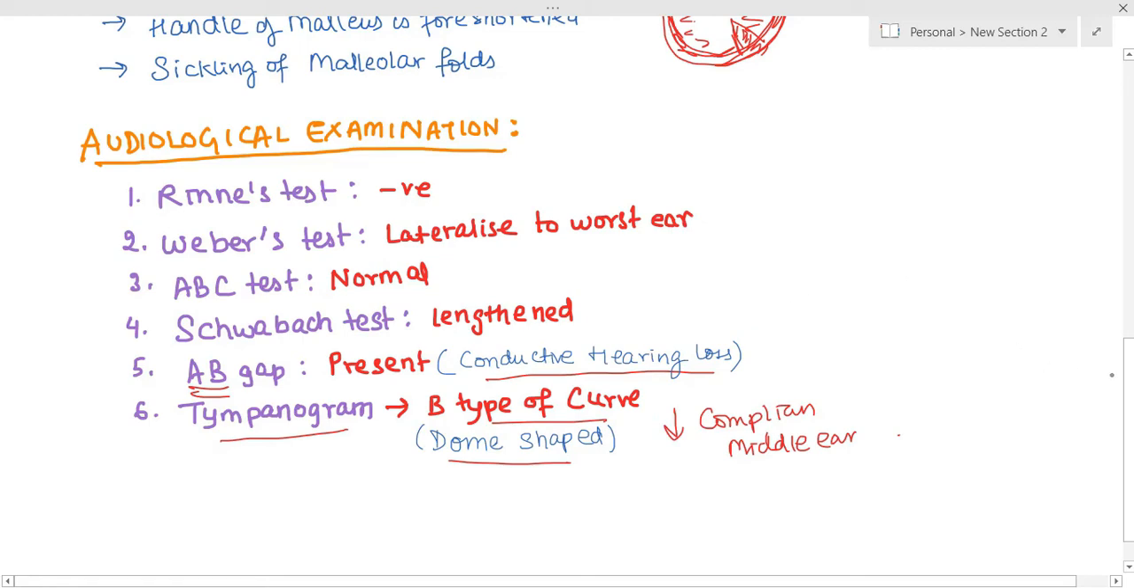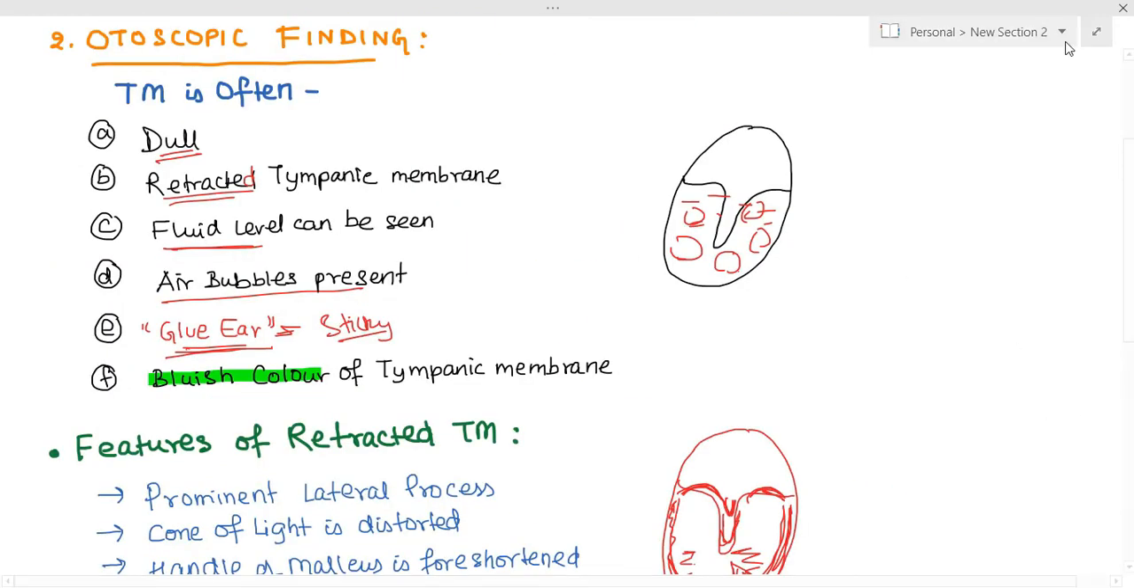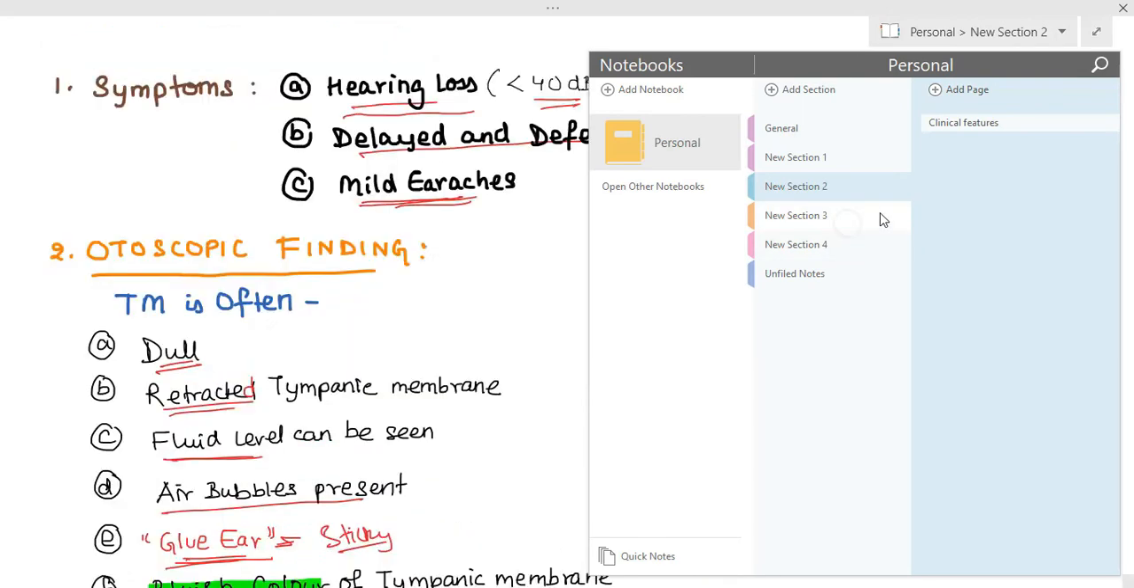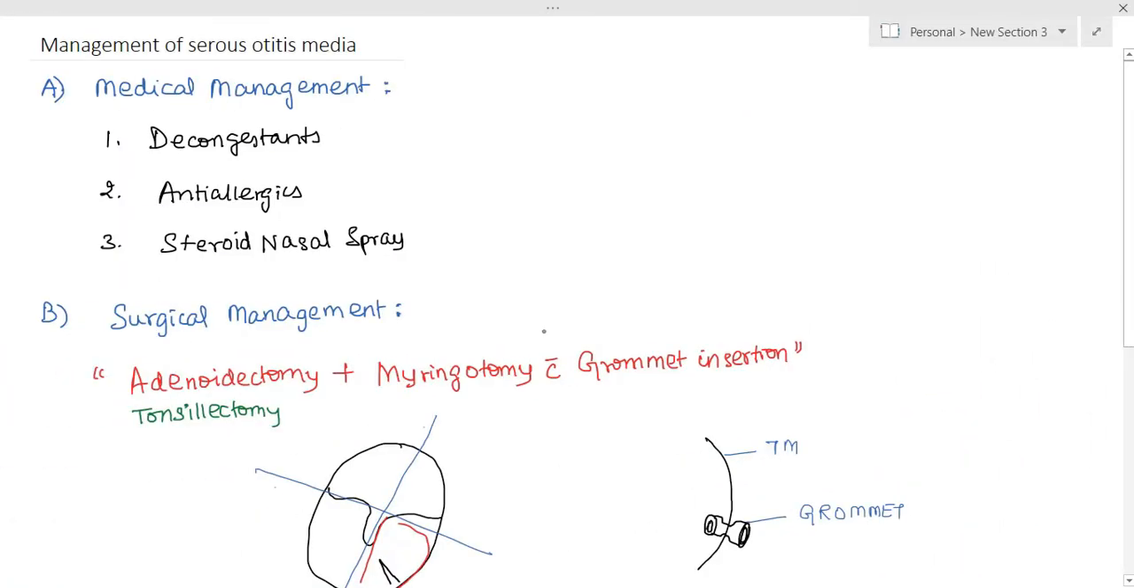Now, how do you manage a patient of serous otitis media? Now, there can be medical management and surgical management. First of all, we will go with the medical management. Okay, we will give decongestants, anti-allergics, and steroid nasal spray for about 3 months. Okay, we will give patients medical management for 3 months.